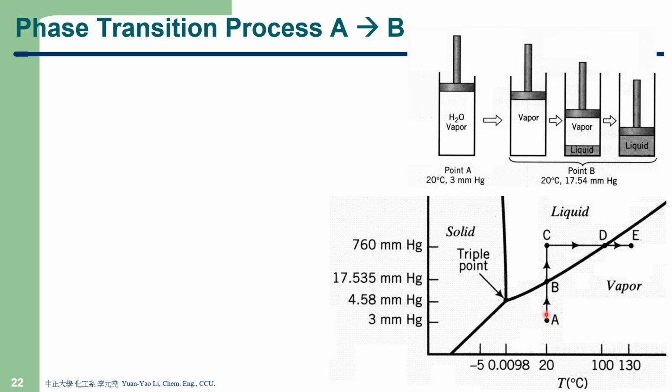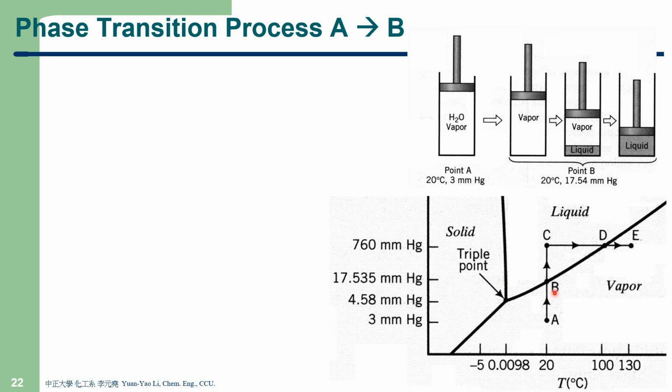So what does that mean? This is the vapor phase, right? So H2O vapor here. There's no liquid water in this area. And you start to push this piston down, and you keep the temperature constant at 20 Celsius. And then what happens? The pressure increases, right? From 3 millimeters of mercury to, for example, 17.535 millimeters of mercury.